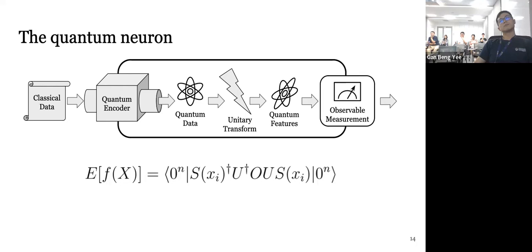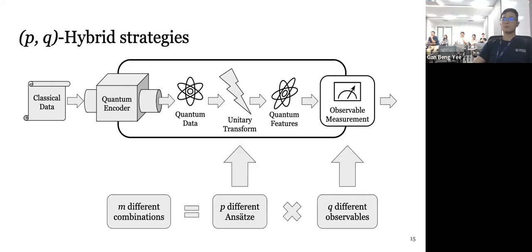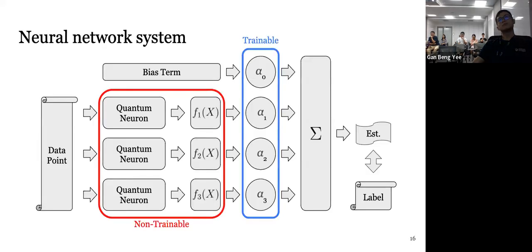Okay, so when we have multiple of these quantum neurons and we assemble them into a neural network, it looks something like this. What we call the PQ hybrid strategy is inherited from our hybrid strategy, where we have P different ansatz and Q different observables. The P different ansatz are generated from the ansatz expansion, and the Q observables are generated from the observable construction. So in total we have n different combinations, which you get by multiplying them together.